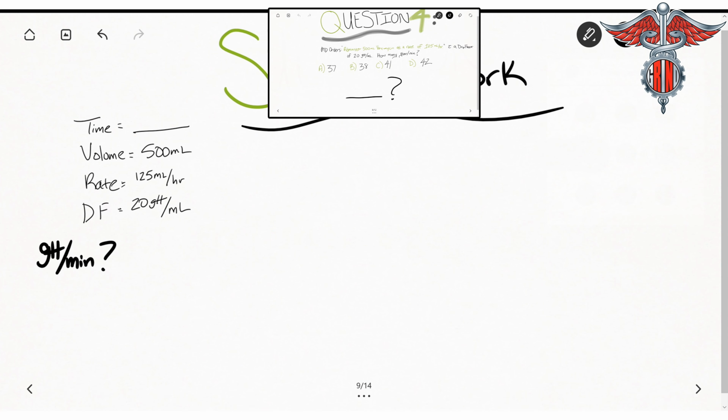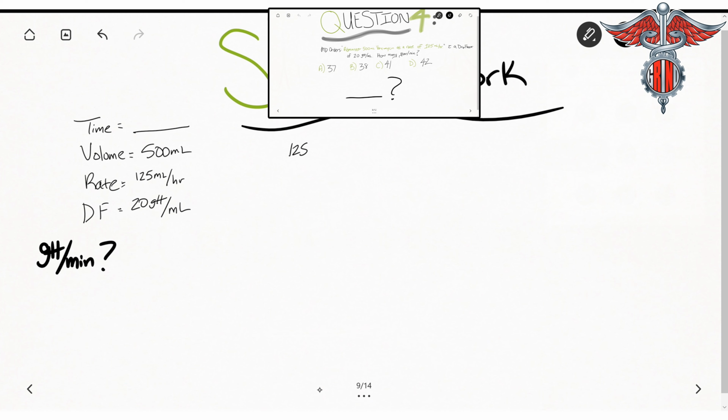Let's show some work. All right, guys, so this time, our given information, we are infusing a total volume of 500 mils at a rate of 125 mils per hour with a drop factor of 20 drops per mil. And again, we're being asked to solve for drops per minute. So just like our previous question, let's go ahead and try and figure out our time. We have a rate, but we need to know the length of time in which this volume infused. So we have 500 mils, and it went at a rate of 125 mils per hour.